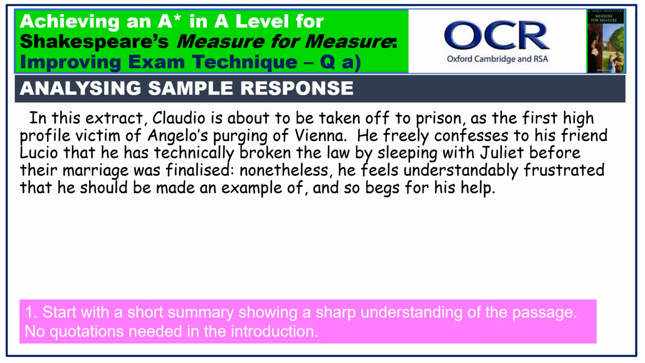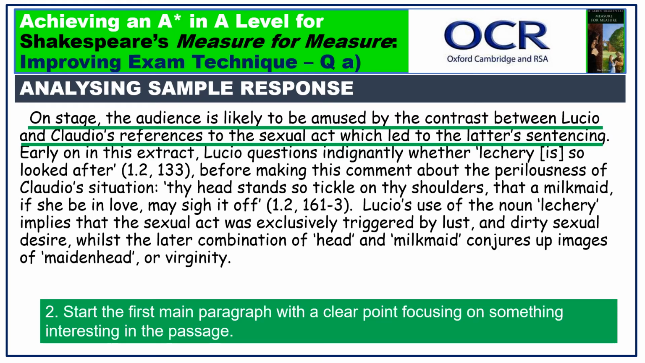Feature number 1. Show the examiner that you have read the passage carefully and you have a decent overview of what happens, how the characters are feeling, and any interesting dynamics on stage. Next, at the start of the first main paragraph, make a clear point about something which interests you about the passage. In this case, I focus on the contrast between the way two characters refer to the same thing. I quite like the idea of presenting contrasts in language. Arguably, it can help present a more sophisticated understanding.